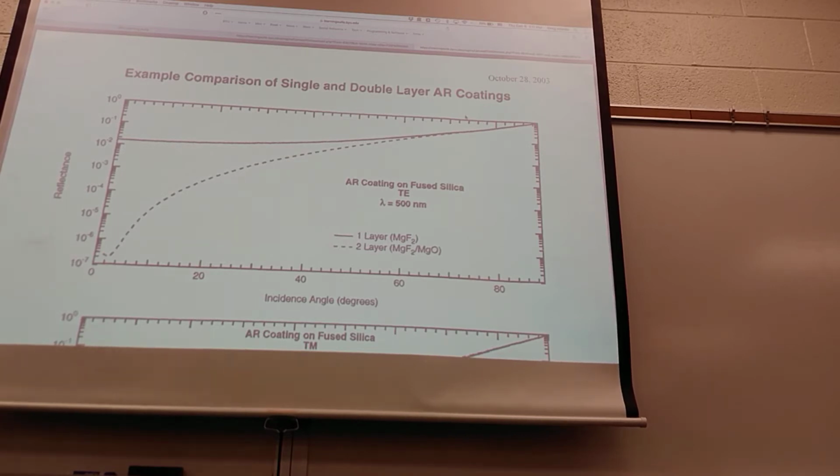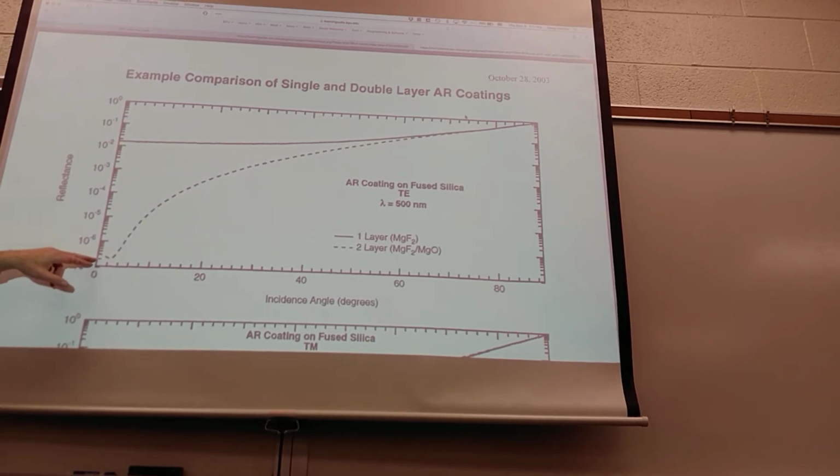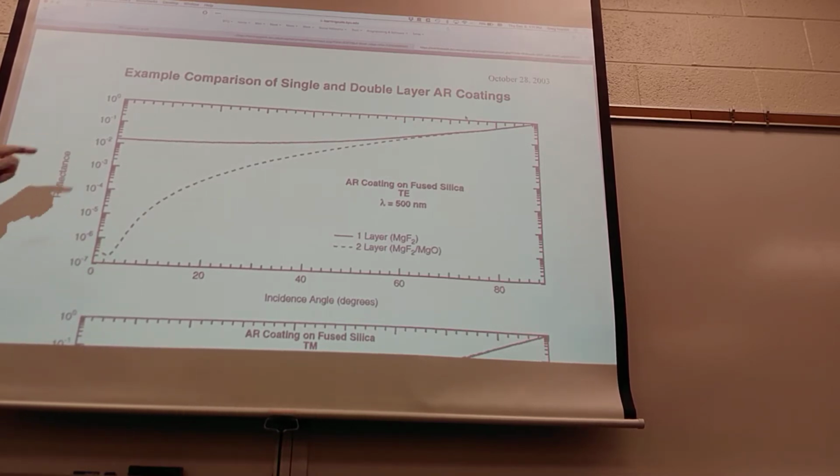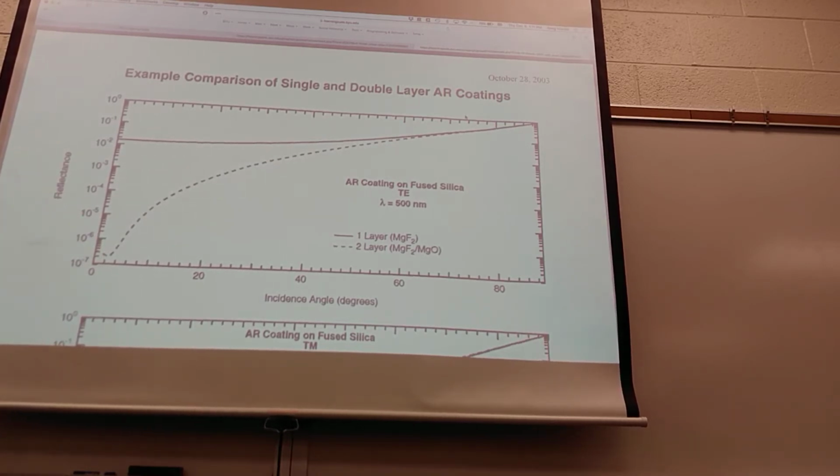Okay. So is this caused because we couldn't find the ideal material we wanted? Yes, that's exactly right. So we can't find the ideal material, so we use two materials, and then we can do awesome at the design point. And notice this is for 500 nanometer wavelength.